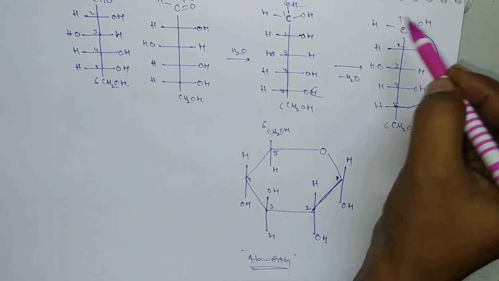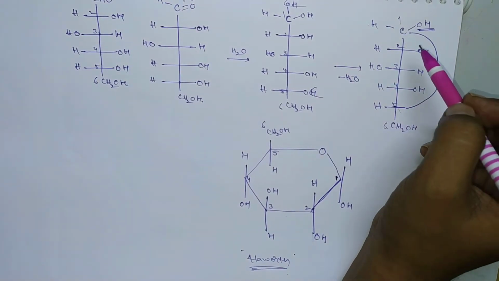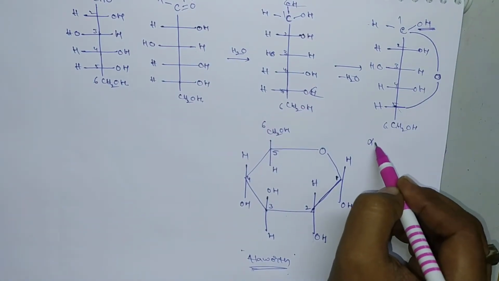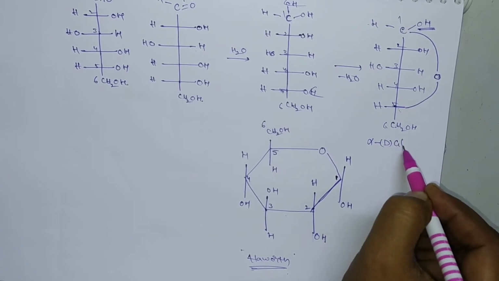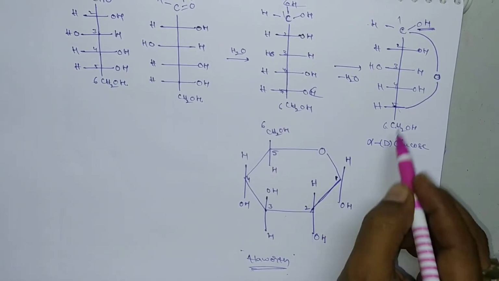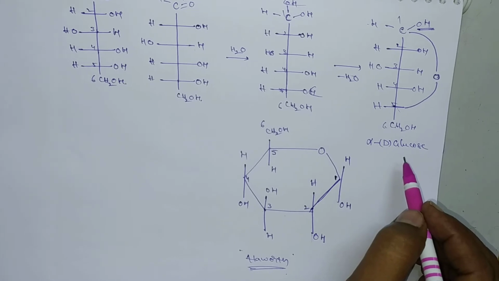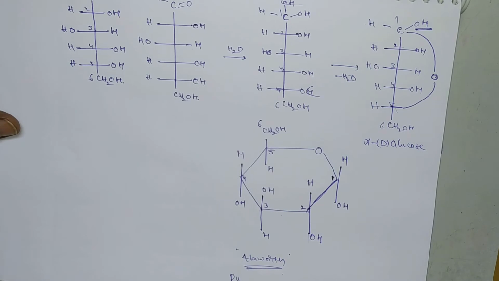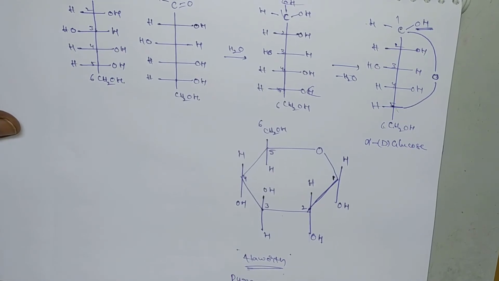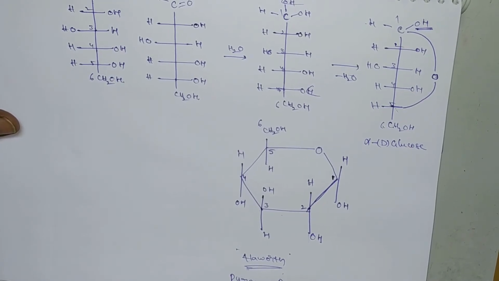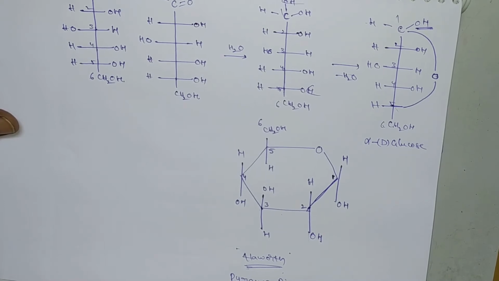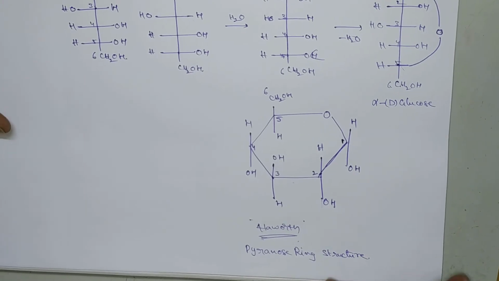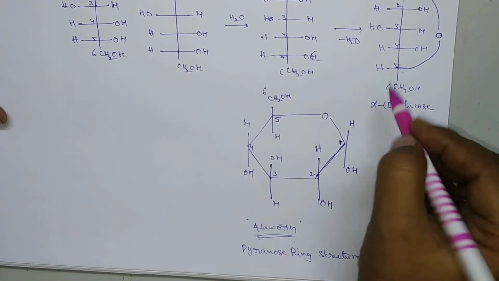So now here the OH is present at the right hand side. If the OH is present at the right hand side, then the molecule is called alpha molecule. So this is alpha D glucose, and it exists as a 6-membered ring. If the molecule exists as a 6-membered ring, that is called pyranose ring structure. Okay, so this is the Haworth structure for alpha D glucose.